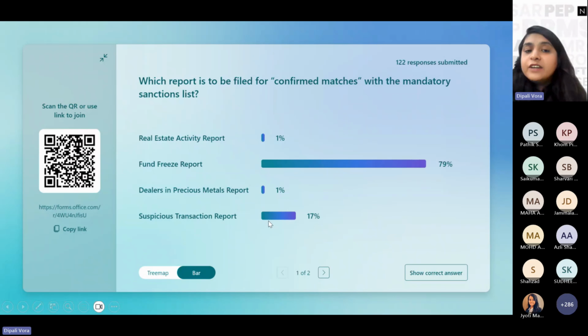FFR, that is fund freeze report, and partial name match report are exclusively for the mandatory sanction lists, that is the UNSC consolidated list and the UAE local terrorist list. So the correct answer to this question, which report is to be filed for confirmed matches with the mandatory sanction list, is fund freeze report and not STR.